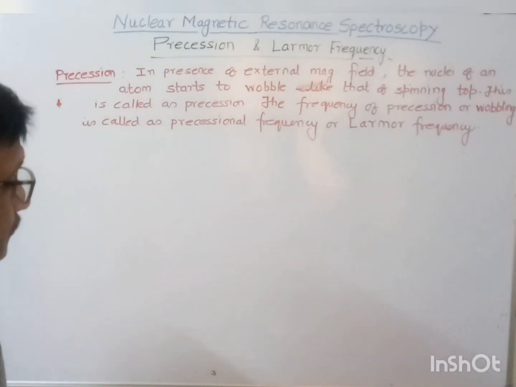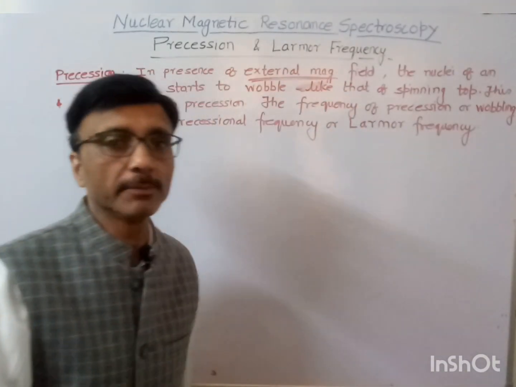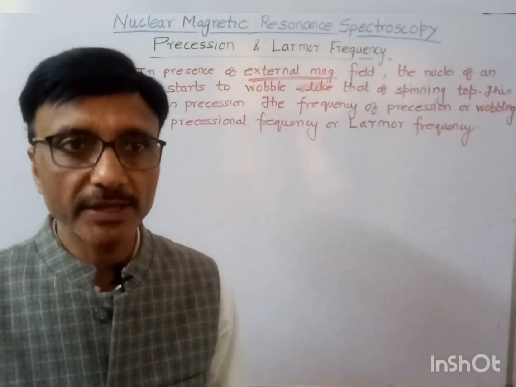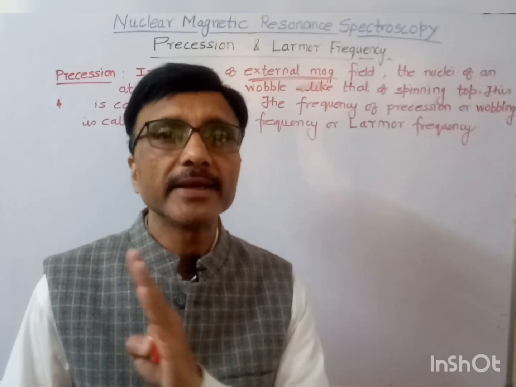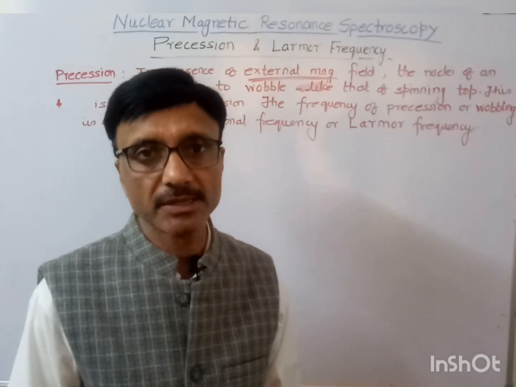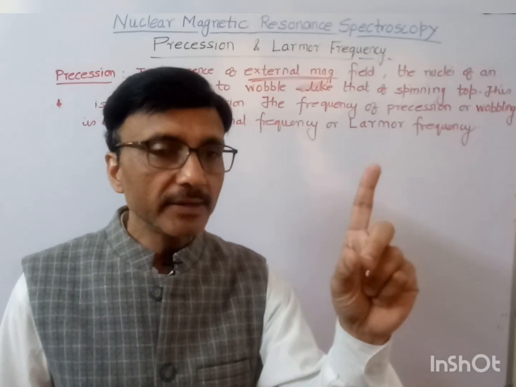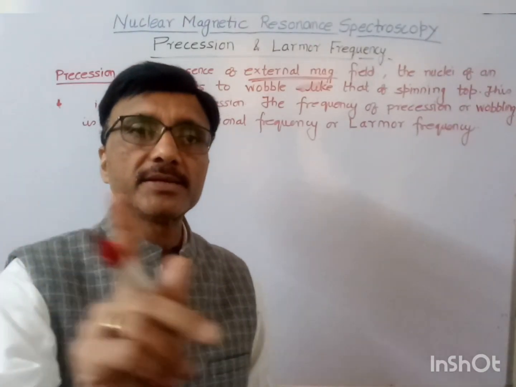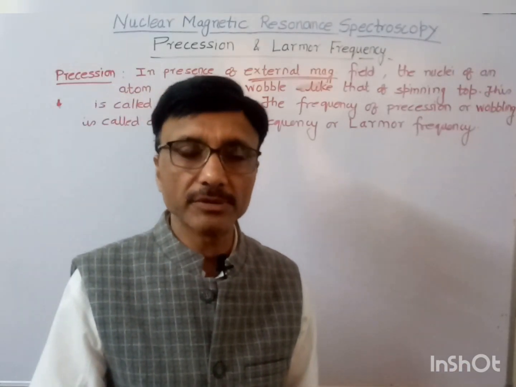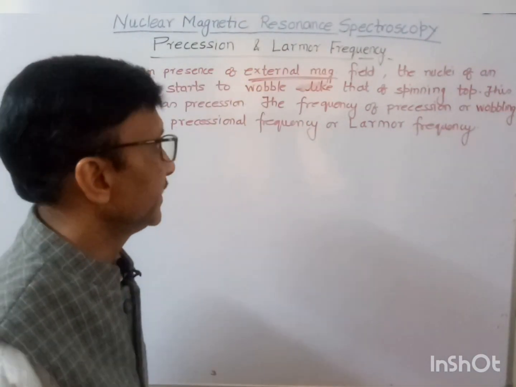So this happens only in presence of an external magnetic field. The wobbling takes place only in presence of an external magnetic field. If there is no external magnetic field, then there would be no wobbling. As the external magnetic field increases, the wobbling will also increase. If the external magnetic field is low, wobbling is low, and it is so low that the diameter increases and increases and then the wobbling ceases.